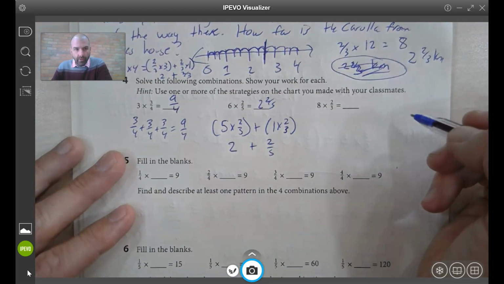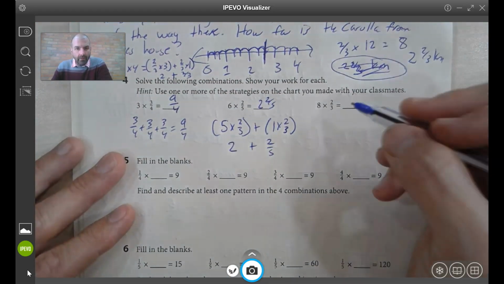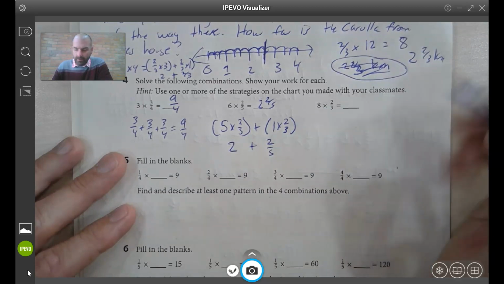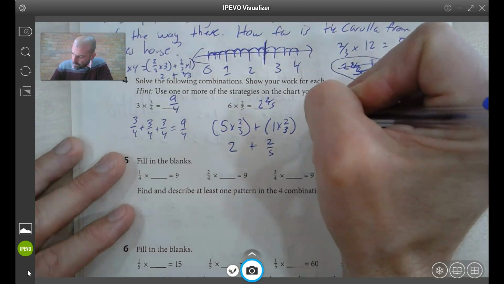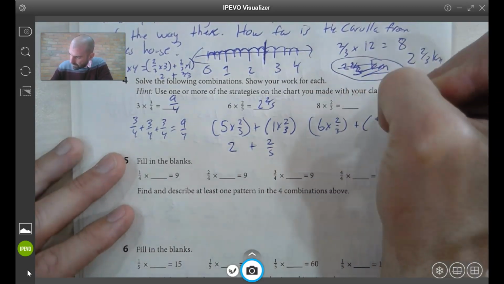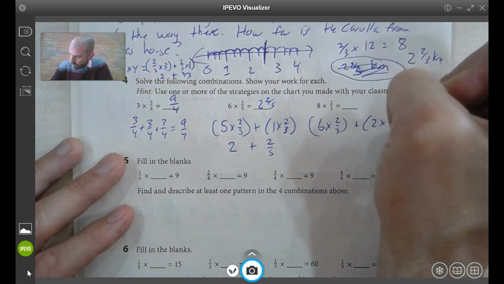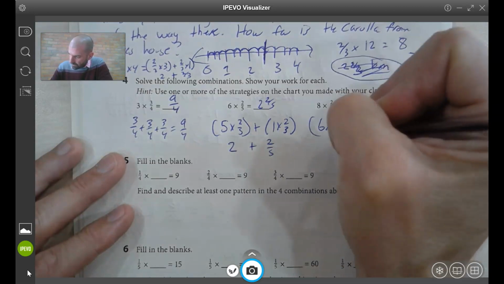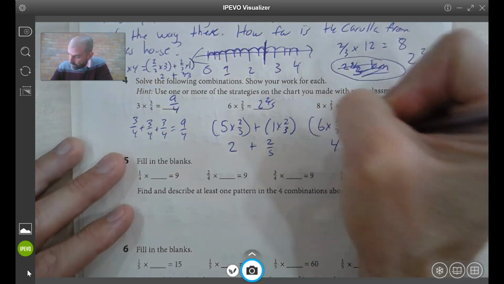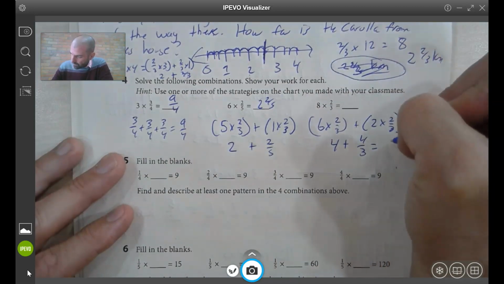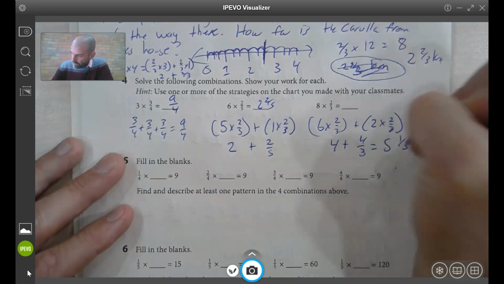8 times 2/3. I could do that up to 9 and do that minus 1. I like that one. I could split this to 6 and 2. We could do that too. So we could say 6 times 2/3 plus 2 times 2/3, which gives you 1/3 of 6 is 2, so 2/3 is 4, plus 4/3, which again we would take out 1, so that would be 5 and 1/3.